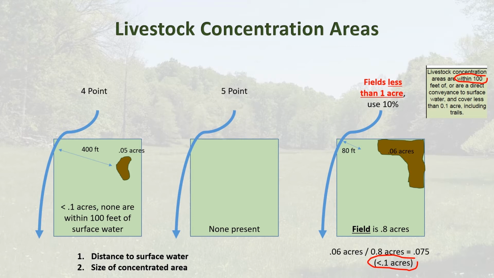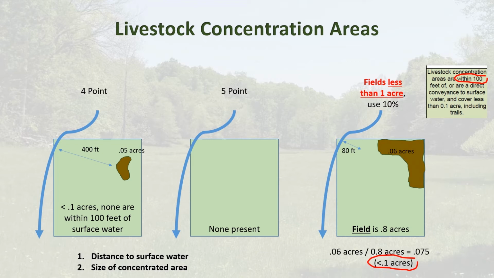The first example has a concentrated area of less than 0.1 acres, and it is also over 100 feet from the water body. It is low risk and rated a 4. The next has no concentrated areas in the field, so it's rated a 5.